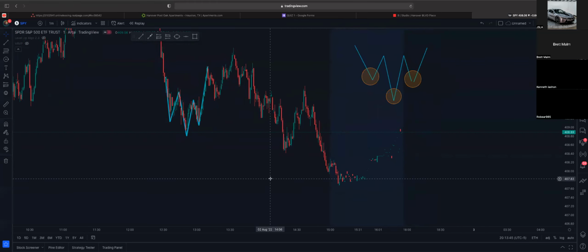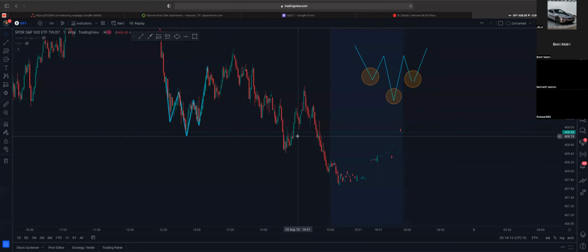Okay. So right here, I'm gonna be honest, guys. I don't really like this inverse head and shoulders right here. Does anybody know why I don't like this one too much? Trying to force that one. It's really just chopping, just ranging in this area. It's not really making any moves, right?